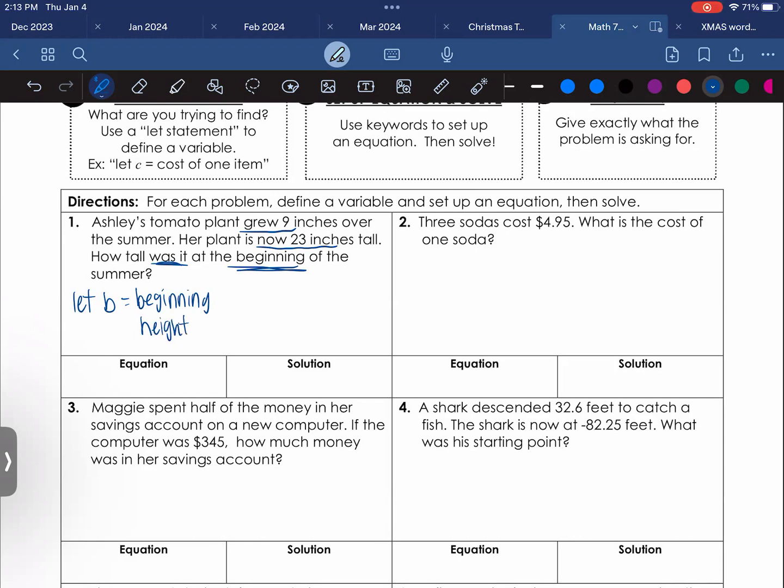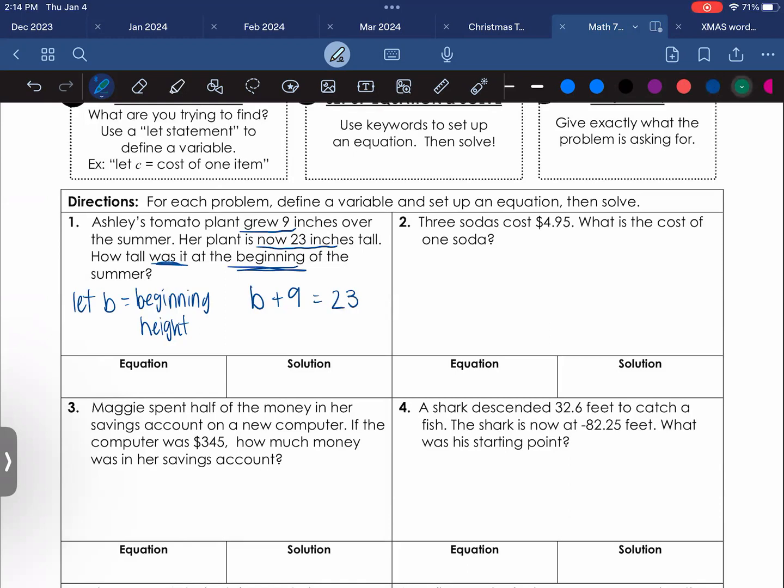Because the question was how tall was it at the beginning of the summer, our variable is going to be what that question is talking about, which is the beginning. Now let's set up our equation. So the beginning of the summer, that's where it started, right? So our equation is going to start with B. Then it grew 9 inches. So we added 9 inches over the summer. And then now it's 23. So that B plus 9 is equal to its current height of 23 inches.